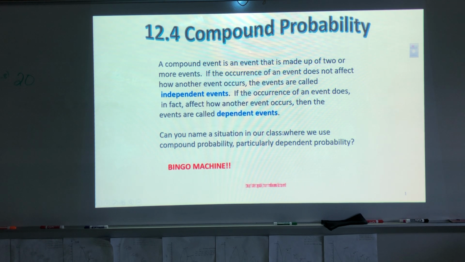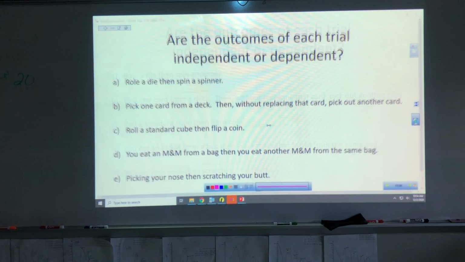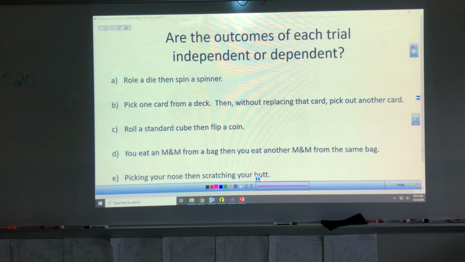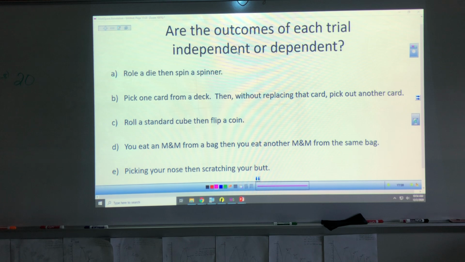This next slide will go through some of the problems talking about independent and dependent. All right, so here's just a few. We're going to try to answer these to the best of our ability based on stuff we've done in class or you may have done in life. It says, are the outcomes of each trial independent or dependent? So we're just going to put an I for independent or a D for dependent. So I roll a die, then spin a spinner. The question is, does rolling a die affect how a spinner lands? And no, these are independent of one another. So we're going to put I for independent.